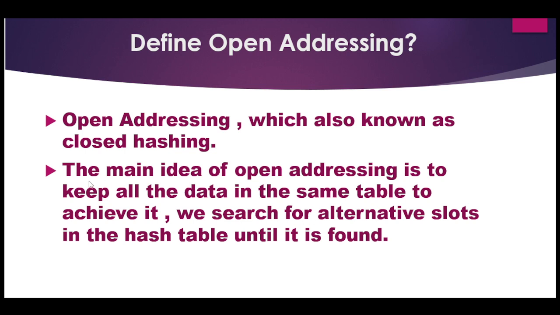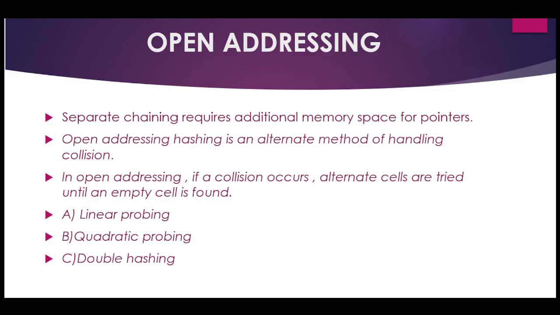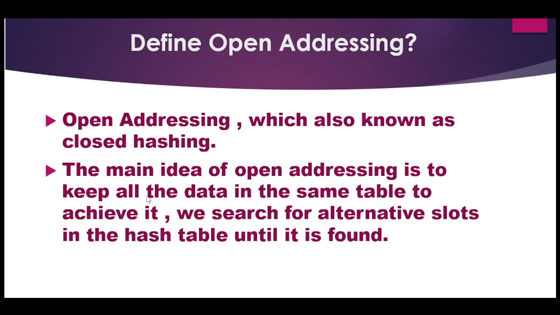Define open addressing. Open addressing is also known as closed hashing. As we said above, separate chaining is also known as open hashing and open addressing is also known as closed hashing. Now we can know about the definition of open addressing. The main idea of open addressing is to keep all the data in the same table. To achieve it, we search for alternative slots in the hash table until one is found.